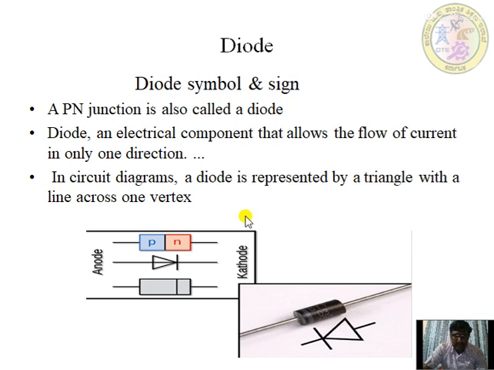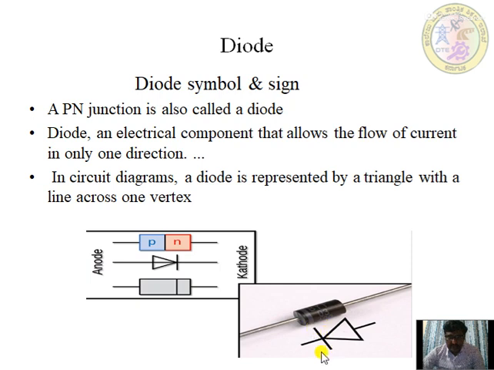In a circuit diagram, a diode is represented by a triangle with a line across one vertex. This is the symbol, with the anode as well as the cathode. The anode represents the P junction and the cathode represents the N junction. The line, the small part, is known as the cathode, and the longer part is represented as the anode.